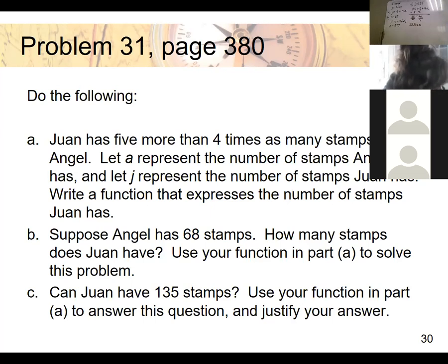Can someone have half of a stamp? No. And by the way, by looking at this, when I got to 130 is equal to 4 times A, I pretty much know that 130 cannot be a multiple of 4. So in this case, 1 cannot have 135 stamps. All right, any questions about problem number 31?